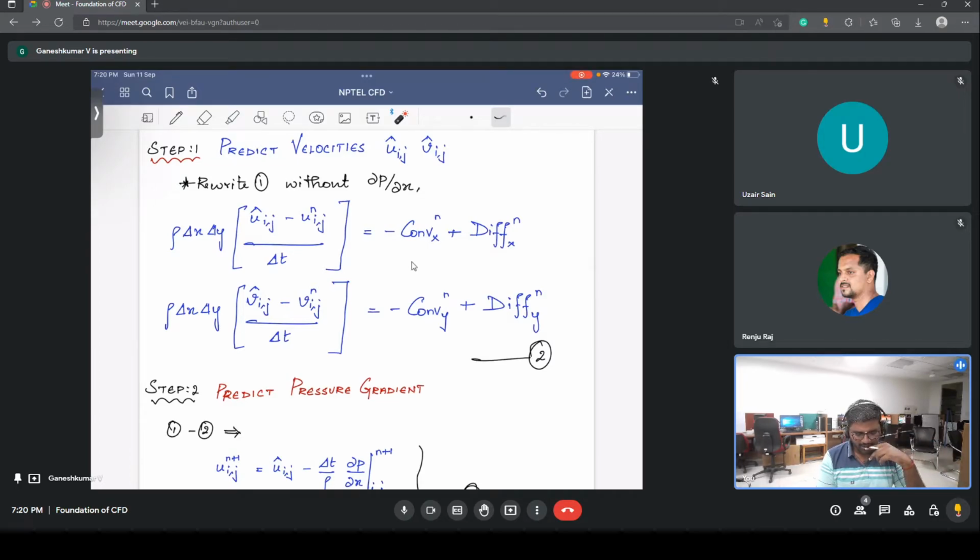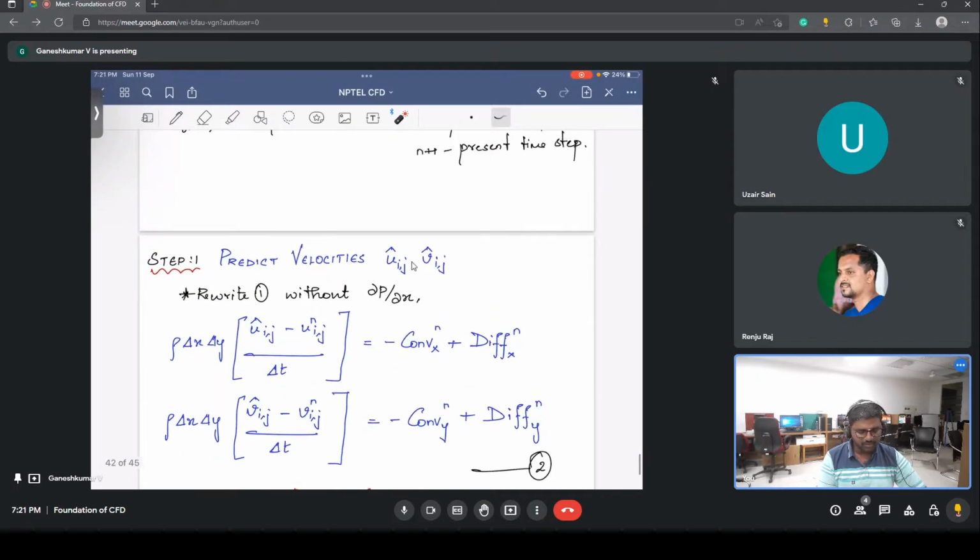Now you have predicted some velocity, but do you think it will satisfy the continuity equation? Basically every velocity field should satisfy the continuity equation, right? So the question is whether it satisfies the continuity equation or not.